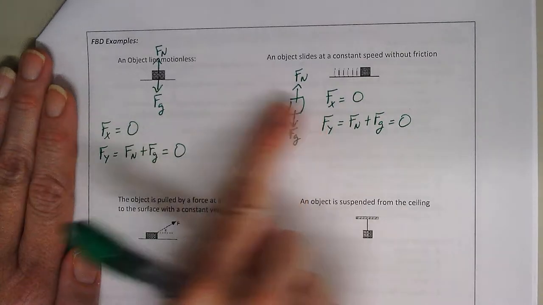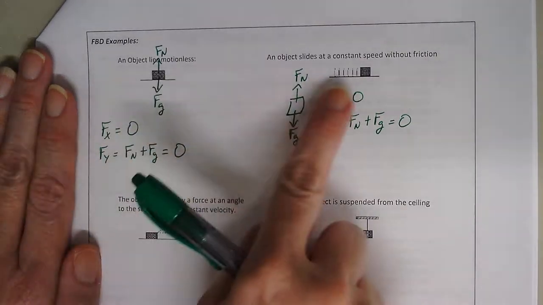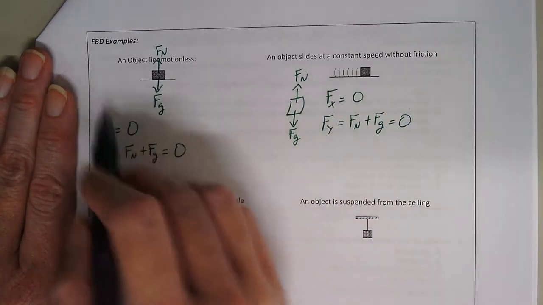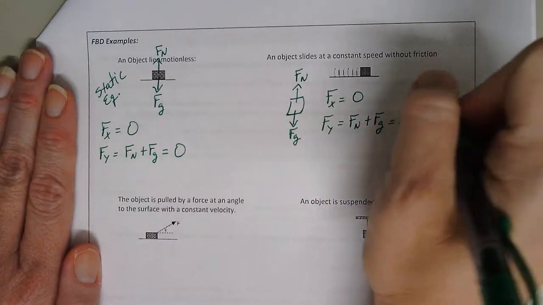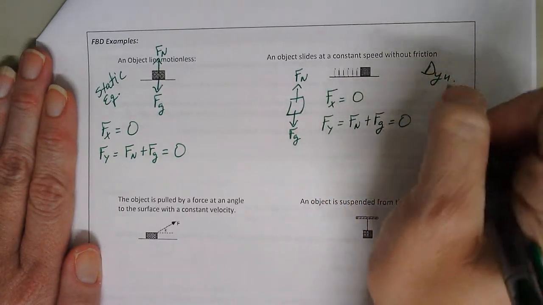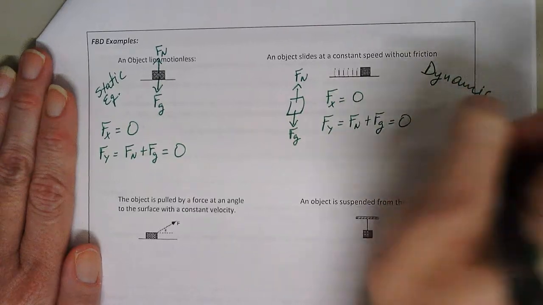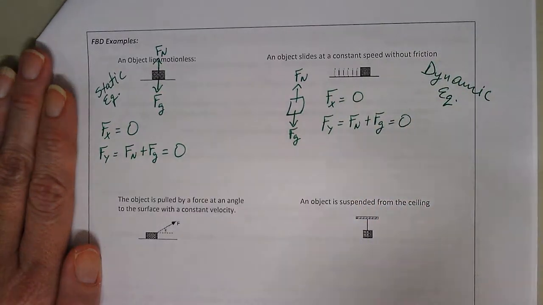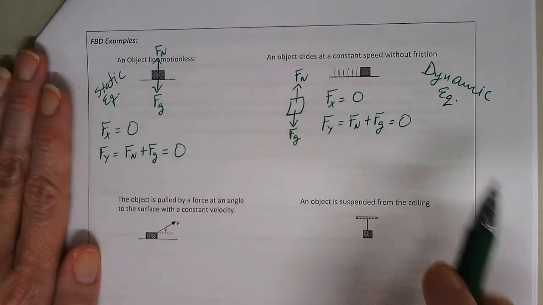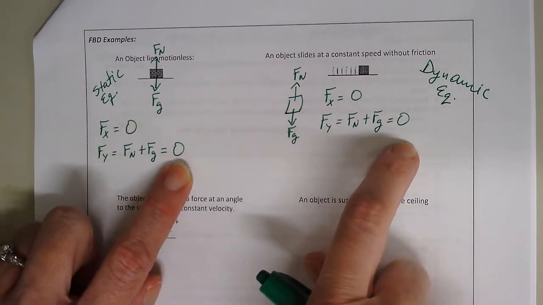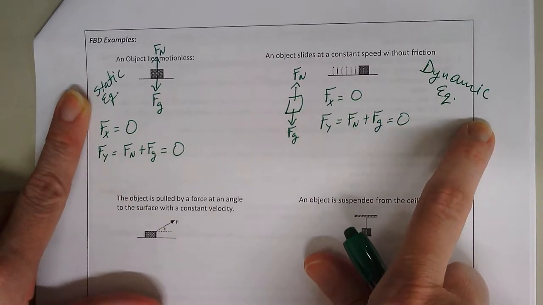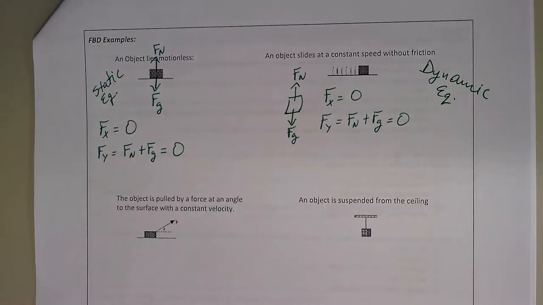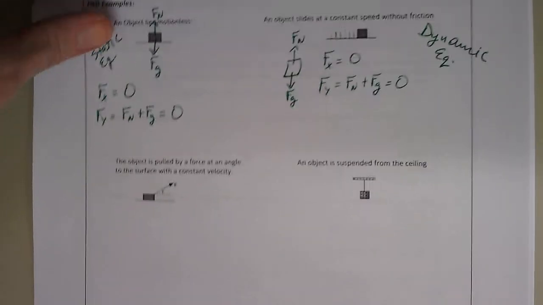Okay, so these are identical. One can be motionless and one can be moving at constant speed. This one was in static equilibrium. This one was in dynamic equilibrium. They're both in equilibrium because they're balanced forces, they equal zero. This one is not moving, so it's static. This one is moving at a constant velocity, so it's dynamic. Okay, fun times. More.